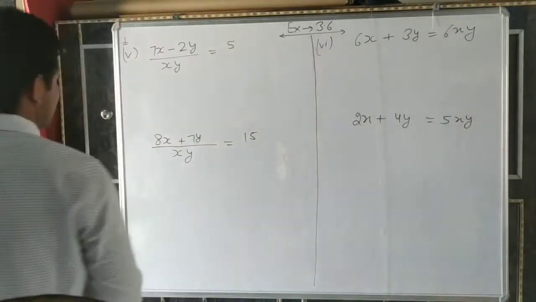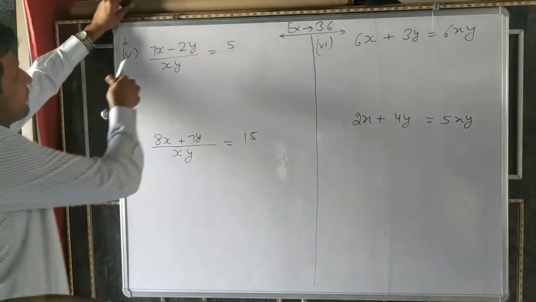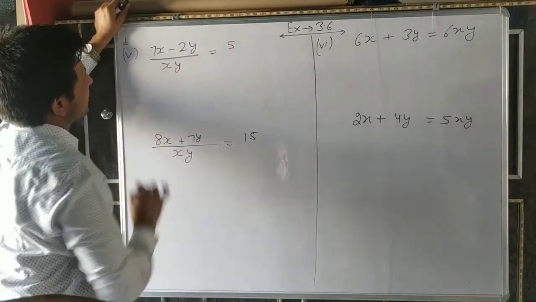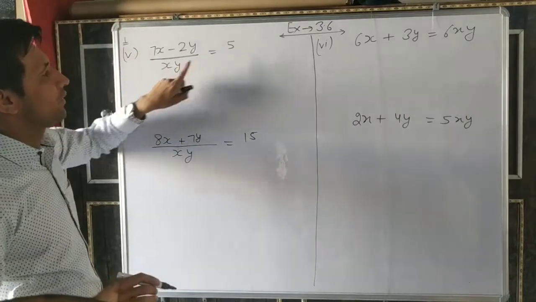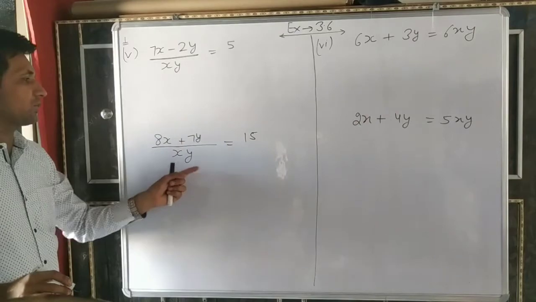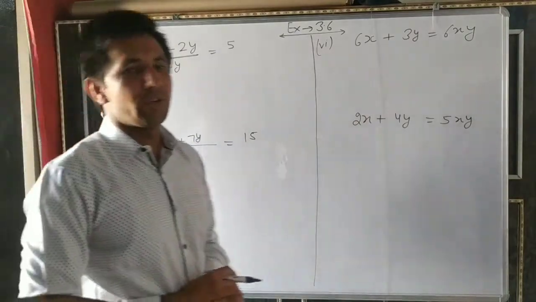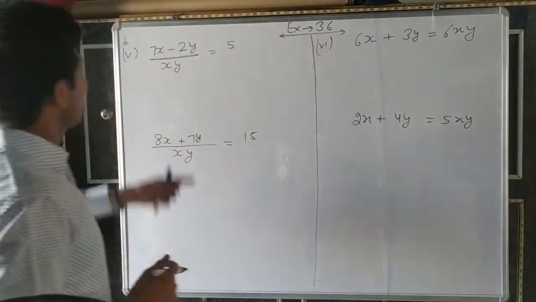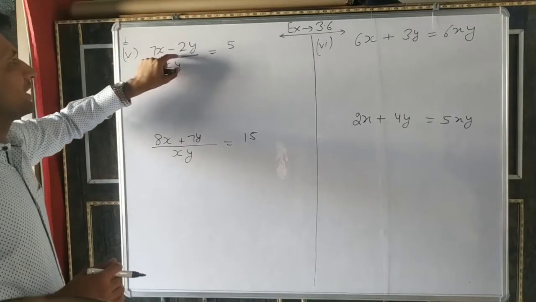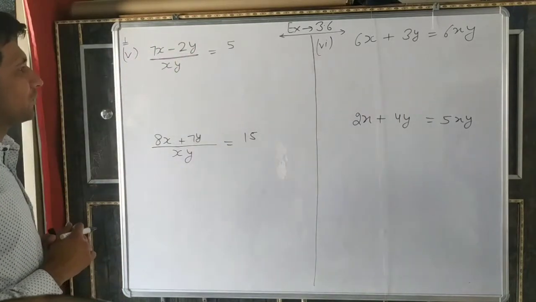So first look at (7x minus 2y) divided by xy equal to 5, and (8x plus 7y) divided by xy equal to 15. Understand? Can you tell me what is the meaning of this, (7x minus 2y) divided by xy?